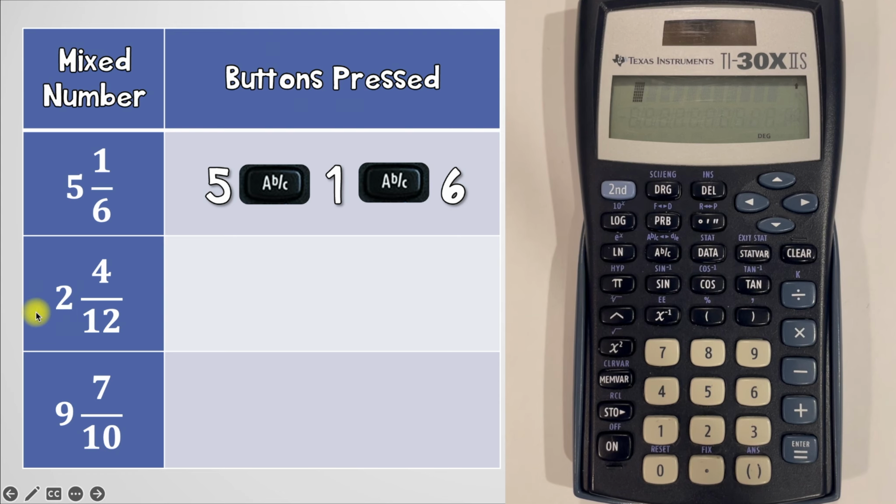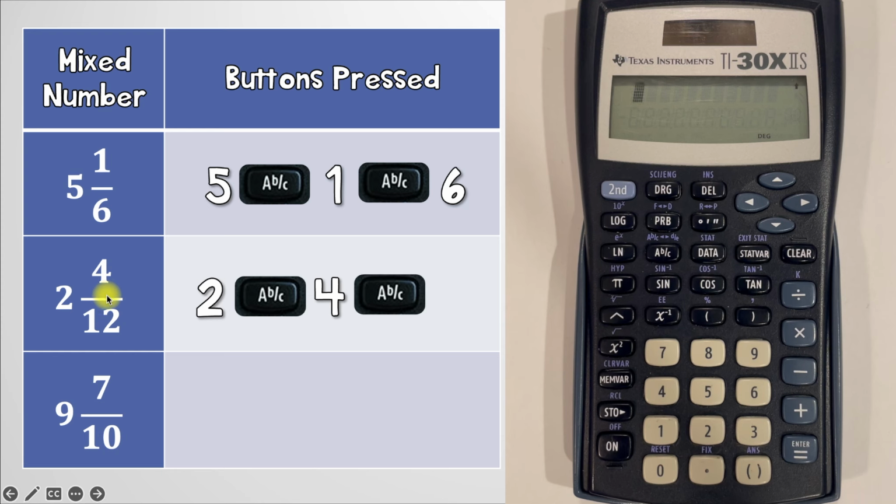So here we have 2 and 4 over 12. We're going to follow the same exact process. We'll enter our whole number first, then we'll hit our ABC button, then we'll enter our numerator, which is 4, then we'll hit our ABC button again, and then we'll enter our denominator, which is 12. Let's put that in the calculator.